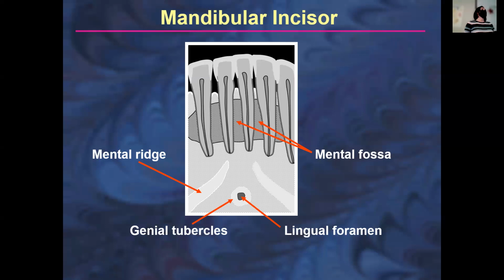Your mental foramen is probably what you're thinking of, and that's on the outside, where your mandibular canal or mandibular nerve exits down here by the premolar, and we'll look at that in a minute.